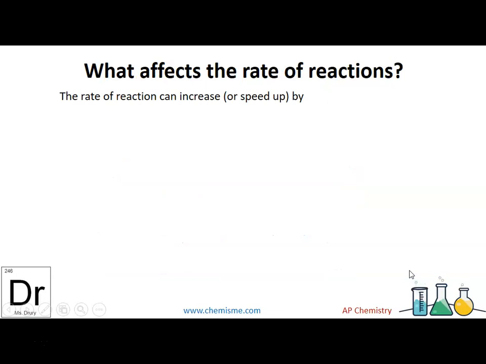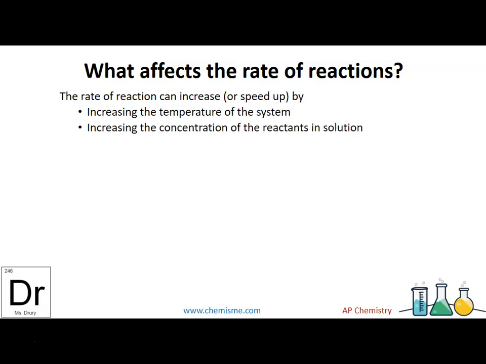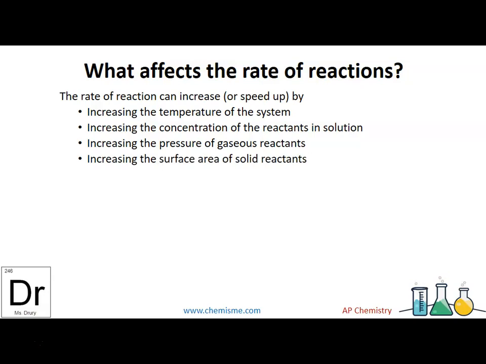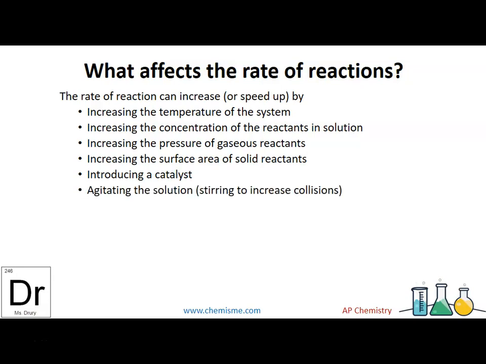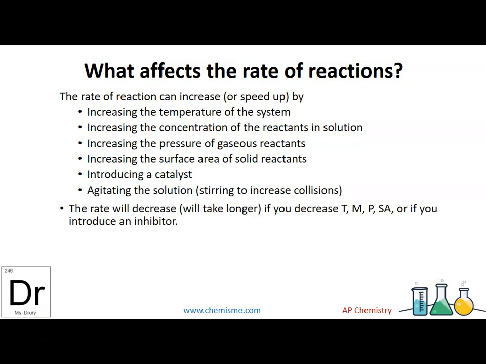What affects this rate of reaction? Well, we have to get a lot of collisions, because some of those collisions will never work. So the more collisions we have, the better chances that it will work. We can increase it by increasing the temperature of the system to make them move more, increasing the concentration of the reactants so that there are literally more reactants to have collisions, increasing the pressure of gaseous reactants so that we're closer together and have more collisions, increasing the surface area of a solid, so instead of just colliding with the outside, they could collide with whatever used to be inside, introducing a catalyst, and we'll talk about that in more detail later, but it provides an alternate pathway, or agitating and stirring the solution to increase collisions.